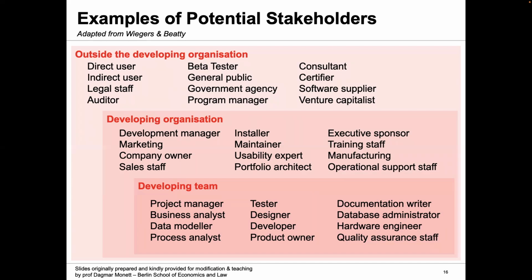Then the developing organization can be people who are responsible for the marketing, for the training of the people, the sales staff, the company owner, and then we have these people who are outside the developing organization. Here you can see two of them that I'm mainly going to talk about, the direct user and the indirect user.